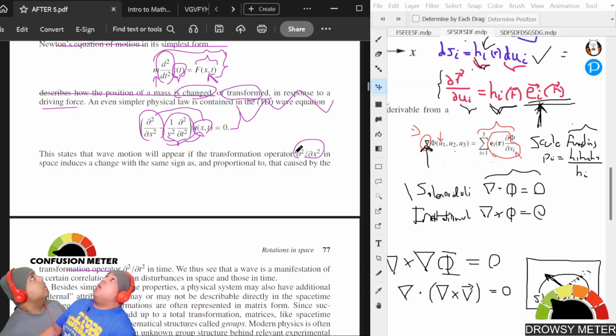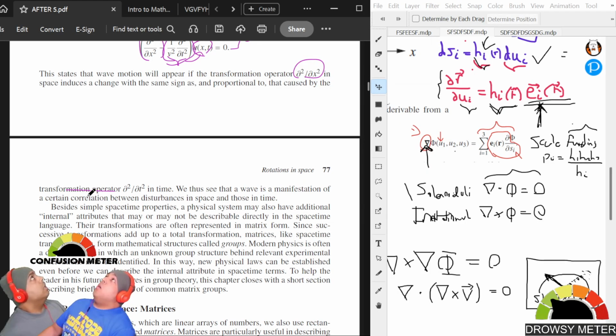Wave motion will appear if the transformation operator in space induces a change with the same sign as and proportional to that caused by the transformation operator in time. We thus see that a wave is a manifestation of a certain correlation between disturbances in space and those in time.